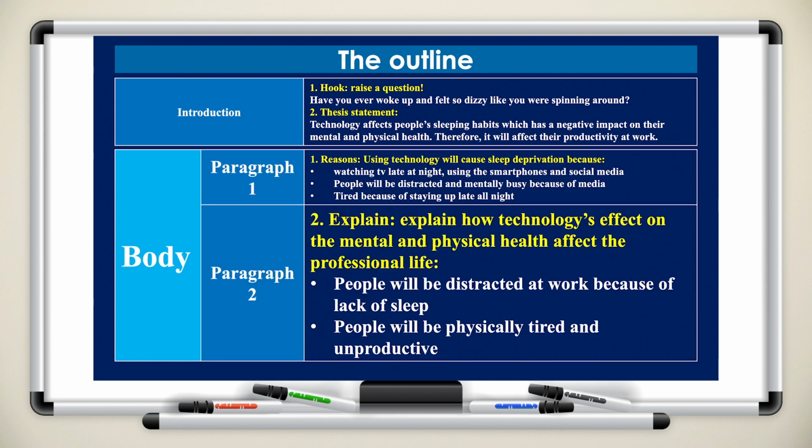In paragraph 2, you are going to explain. Remember the tree, E is for explain. Explain how technology's effect on the mental and physical health affects the professional life. Now we said, if your sleeping habits get bad, you will have a bad professional life because you will be an unproductive person, right? So people will be distracted at work because of lack of sleep.